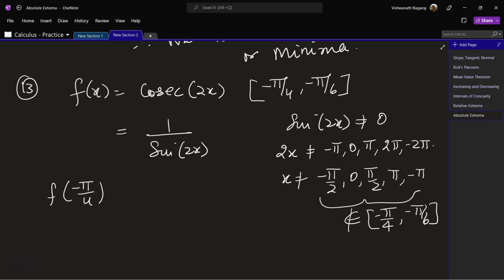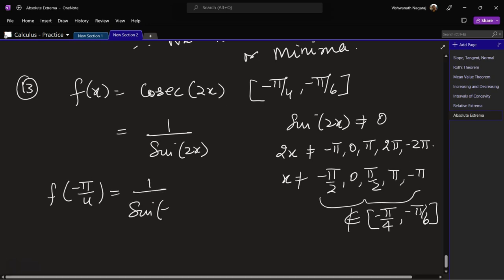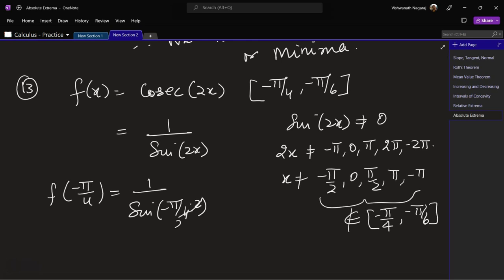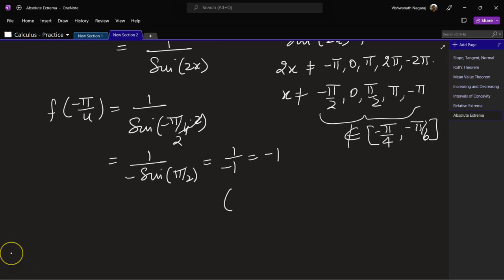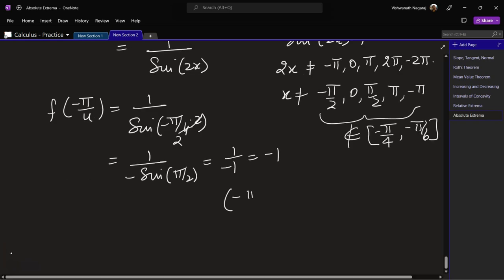So f(-π/4) = 1/sin(-π/4 times 2). So the 2 and the minus sign can be brought out. So -sin(π/2). Now sin(π/2) is 1. So minus 1, which is -1. So this point is going to be (-π/4, -1).